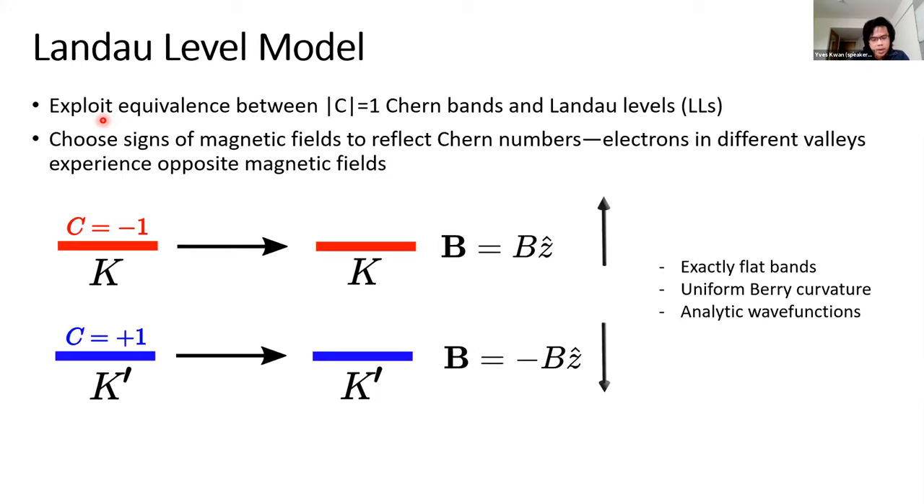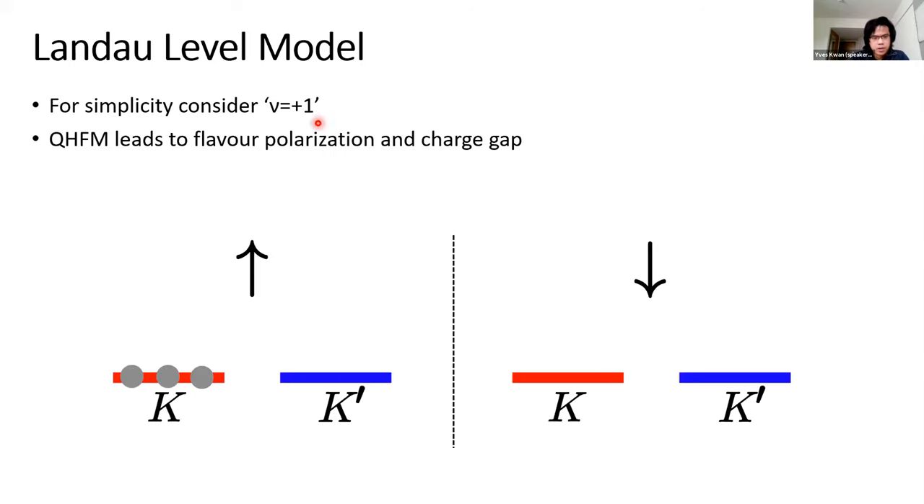And now I'm going to exploit the topological equivalence between Chern bands and Landau levels, but I need to remember to pick the sign of the magnetic field to reflect the Chern structure of the original bands. So for example, I can map a valley K band onto a Landau level with a positive field, but because of time reversal, I have to therefore map a valley K prime band onto a Landau level with negative field. I'm going to make one final simplification, which is that I'm just going to consider B equals plus one. It's not very important, but it just makes the pictures a bit easier to draw.